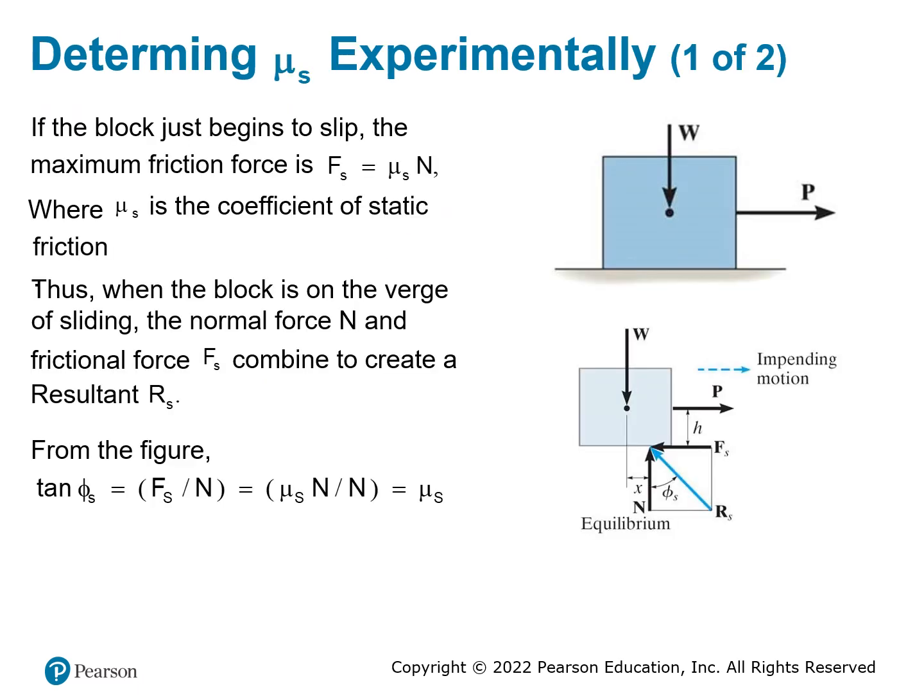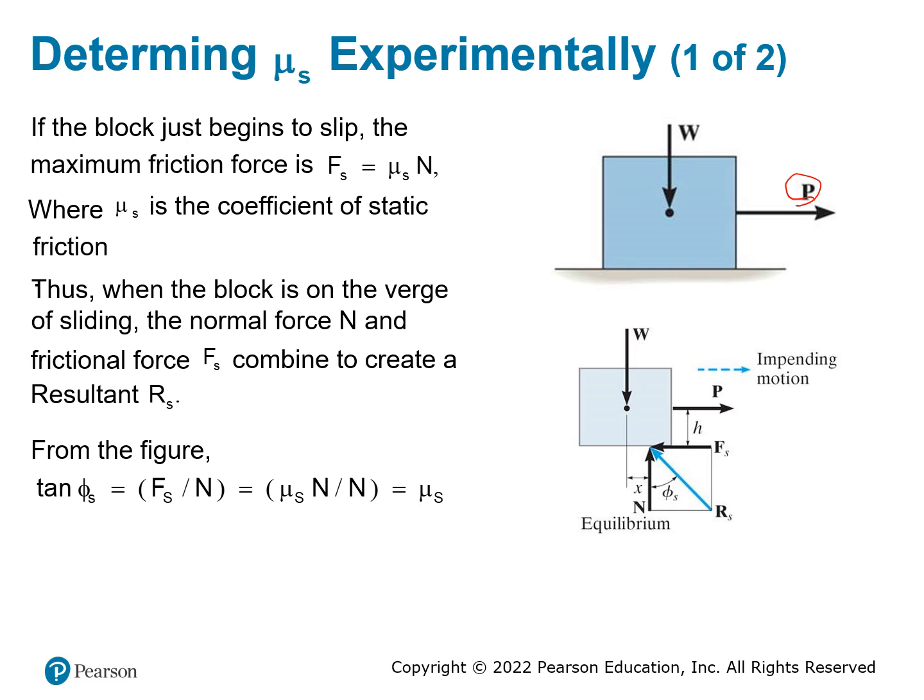How do we determine this one experimentally? As we said, you can do this by slowly pulling it to the right, and you can have a force gauge to measure how much this P is. The device would tell you how much force you actually applied.